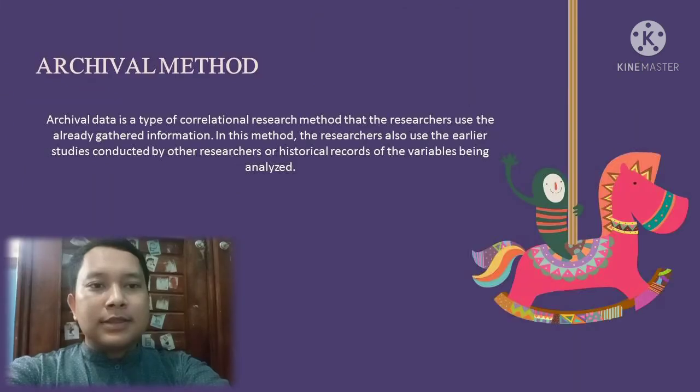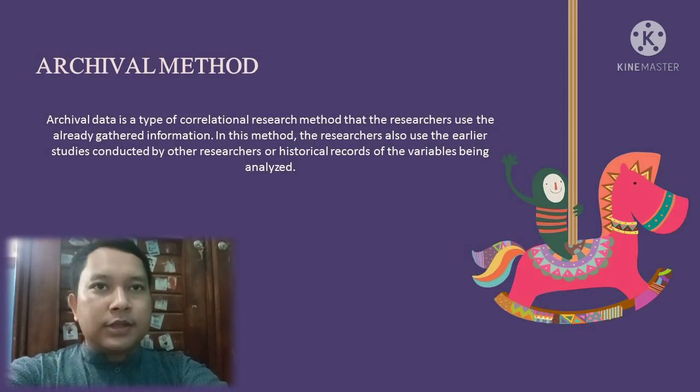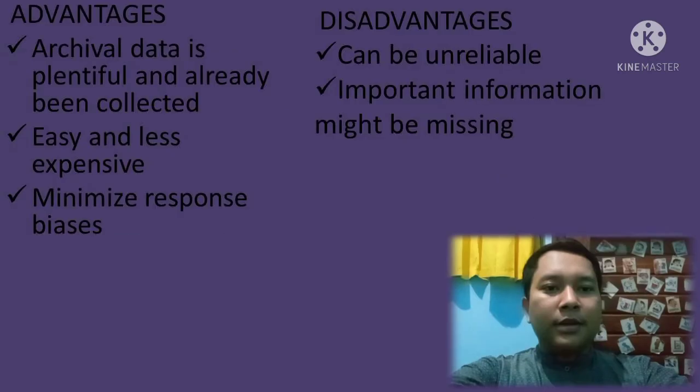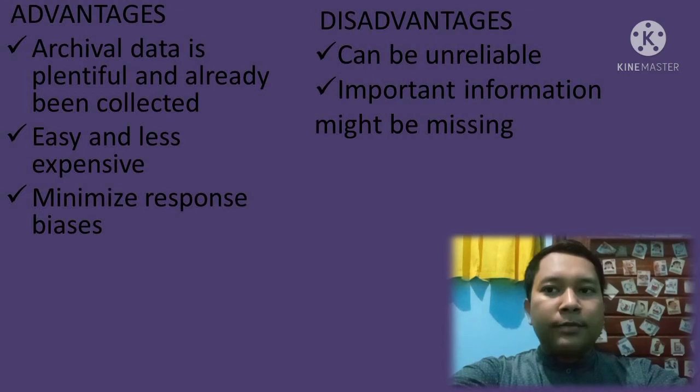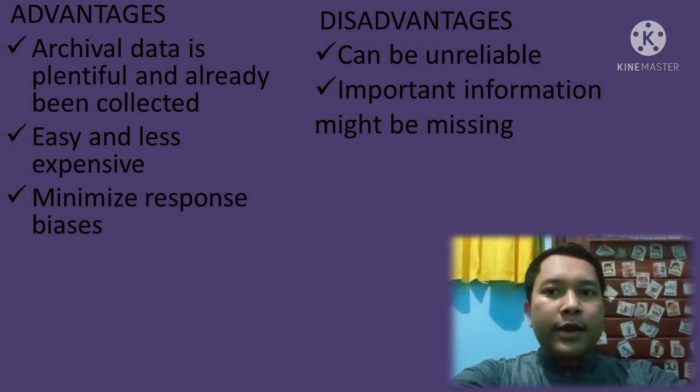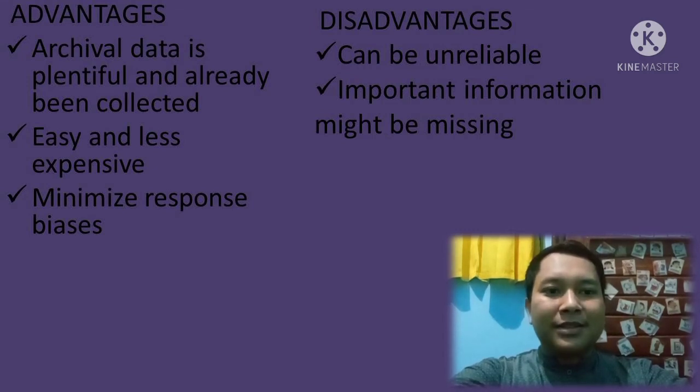The last is archival method. It is a type of correlational research method where the researchers use already gathered information. In this method, the researchers also use earlier studies conducted by other researchers or historical records of the variables being analyzed. The advantages are archival data is plentiful and already collected, easy and less expensive, and minimizes response biases. And the disadvantages are it can be unreliable and important information might be missing.